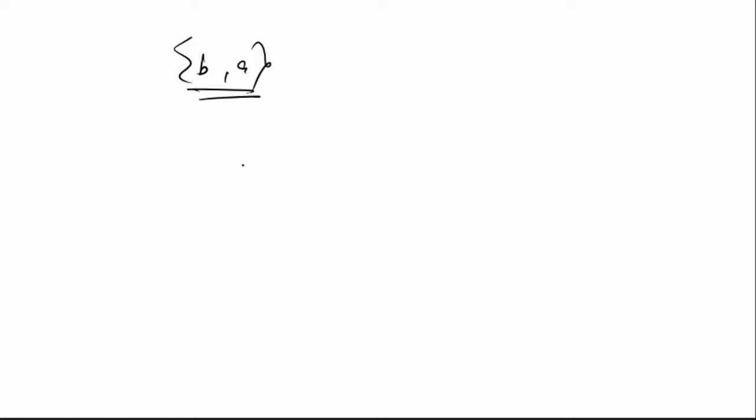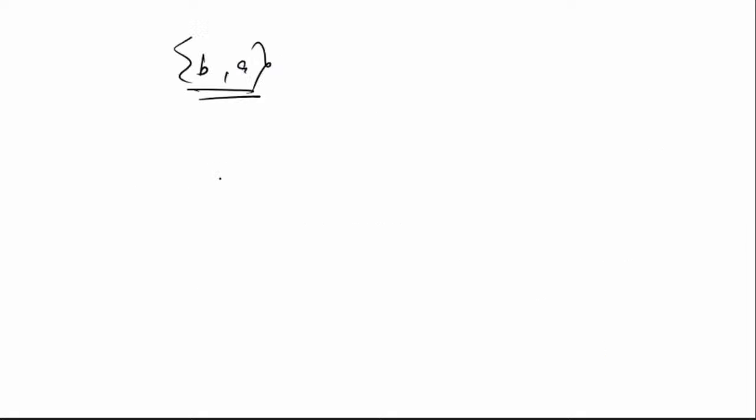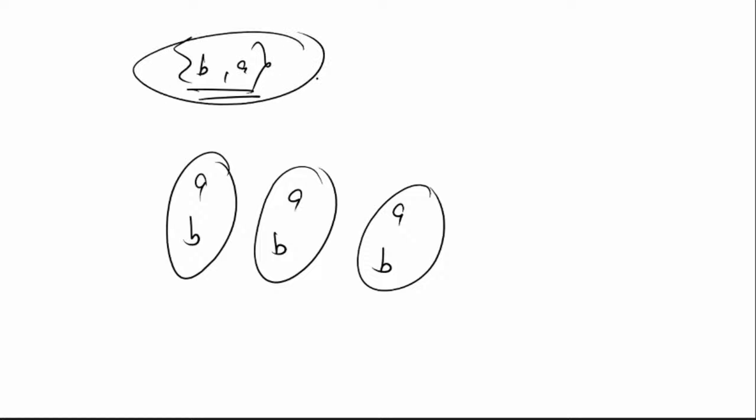Yes. Why? Because in this domain B, A, these three things you already have: BAA, BAB, BAC. For all these three triples, our formula is already true. Now take B, A. You can see this is your A, B, this is your A, B, and this is your A, B. Now we want to show that in this domain we have at least one interpretation which will make our formula true. This we want to say.